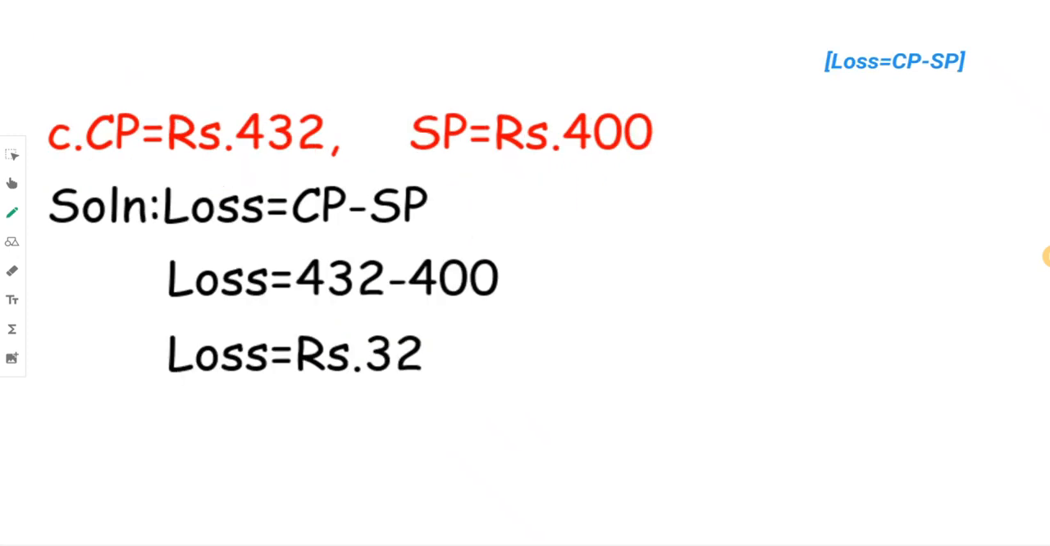All right, let's do one more. This time CP is 432 and the selling price is 400. Just by looking, you know that this is a loss, because you bought it for 432 but sold it for rupees 400. And what is the loss formula? CP minus SP. CP is 432 and SP is 400. When you subtract these two, you get a loss of rupees 32. Simple subtraction.